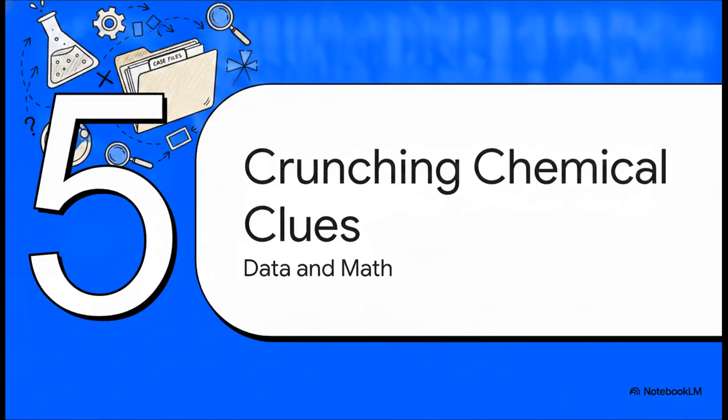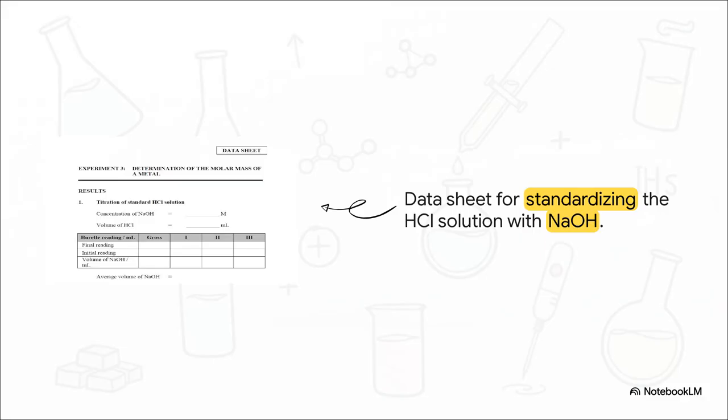All right, Section 5. Crunching the chemical clues, data and math. So, looking closely at our datasheet for standardizing the acid, the crucial point here is meticulous record keeping. We have to record our initial and final burette readings to lock down the exact volume of sodium hydroxide used. And notice, we don't just do this once. We do a rough gross run and then precise runs labeled I and II. Why? Because we average these out to ensure our baseline acid concentration is absolutely bulletproof.